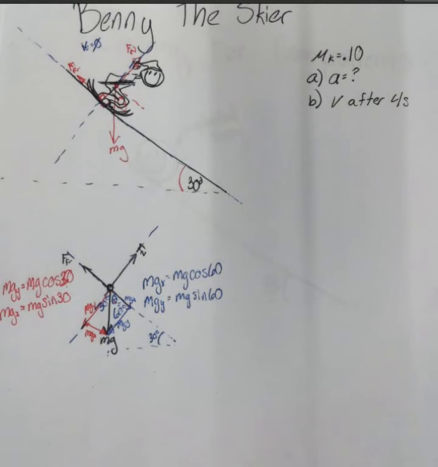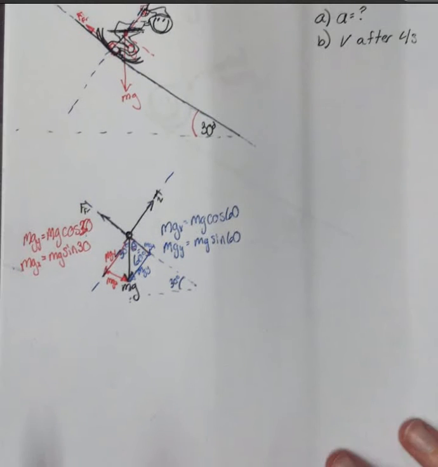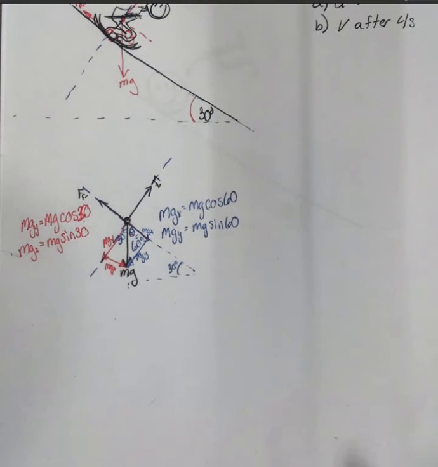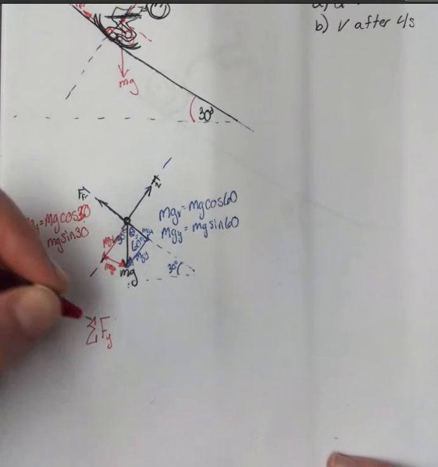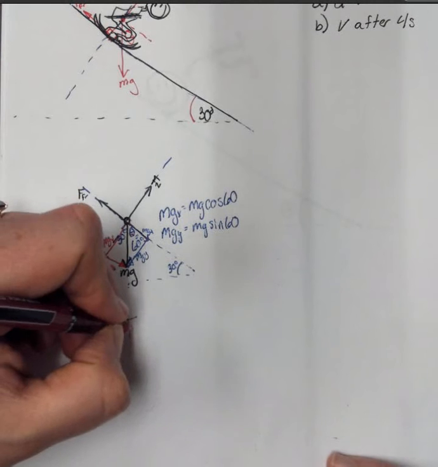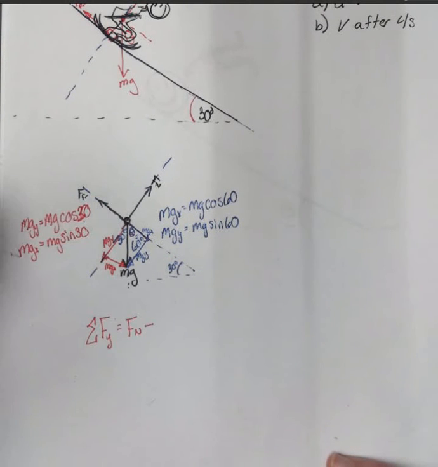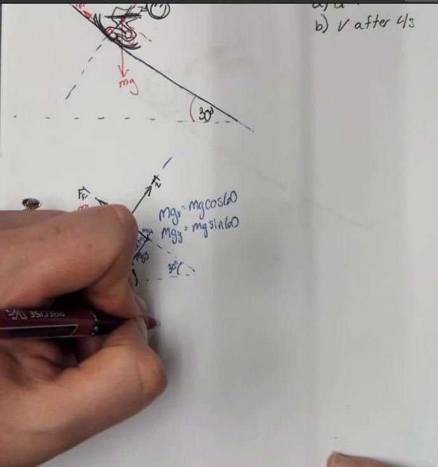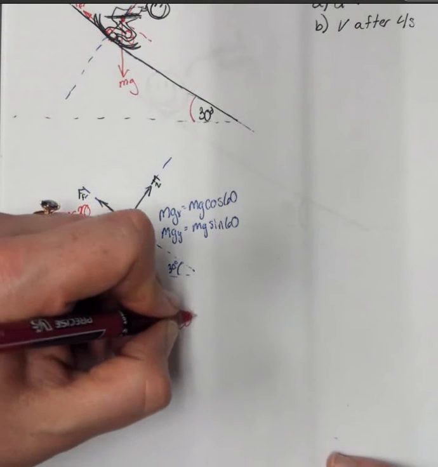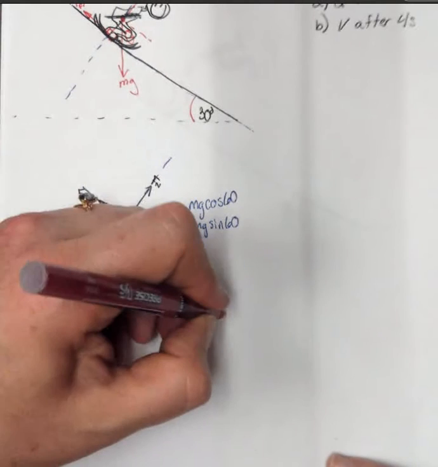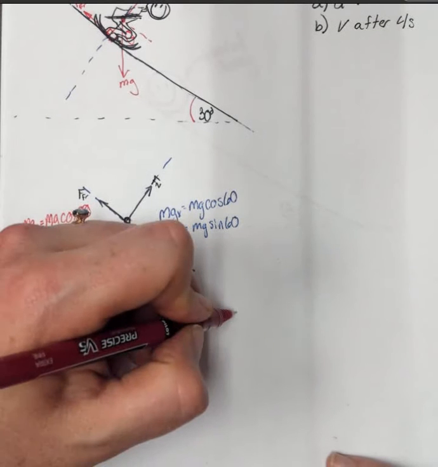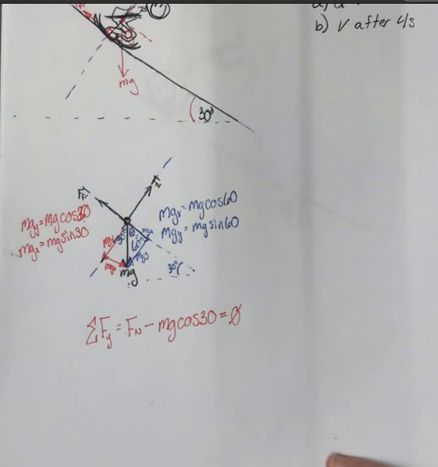But we've broken our free body diagram down. We have our components, so let's go ahead and solve. Solving for the net force in the y direction, we have the normal force minus the y component of gravity. And I'm going to go ahead and use red. So the y component of gravity is going to be mg cosine of 30. And in this situation where Benny's sliding down a hill, he is only moving along the x-axis, so that's going to be equal to 0.